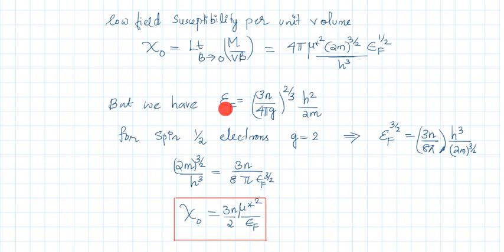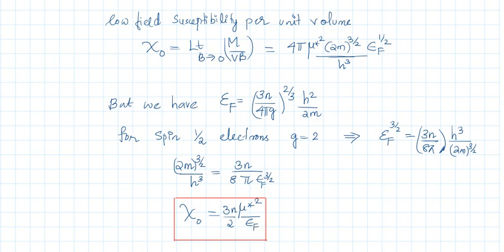Also, we have an expression for Fermi energy from the previous lecture, lecture number 30. E_F equals (3n/4πg)^(2/3) times h²/2m. For spin half electrons, this Landé factor g is 2. So E_F^(3/2) becomes 3n/8π times (h³/(2m)^(3/2)), or (2m)^(3/2)/h³ is 3n divided by 8π E_F^(3/2). Substitute this value for (2m)^(3/2)/h³. Then you will get χ₀ equal to 3/2 n μ*² divided by E_F.